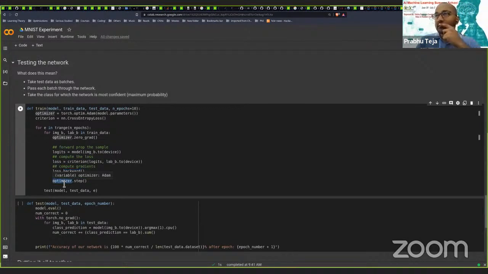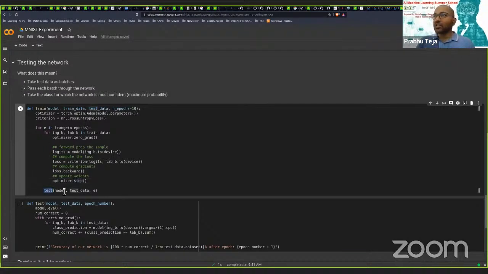Now, given these computed gradients, what do I want to do? I do the optimizer step, that is, update the weights so that hopefully the loss goes down. That is, the network makes fewer errors. That is what this loop implements.